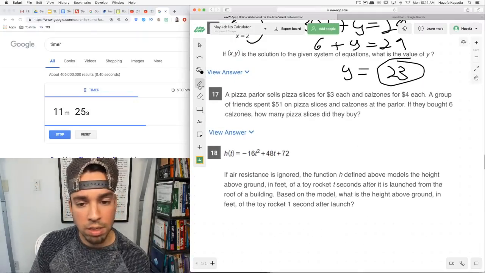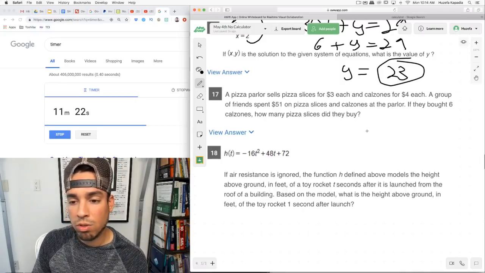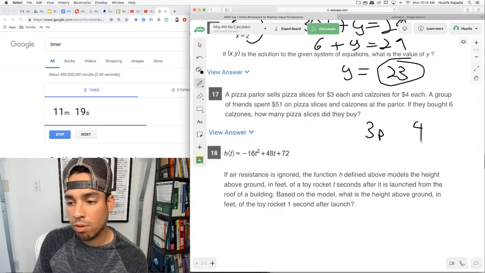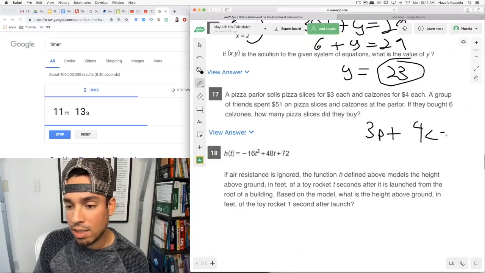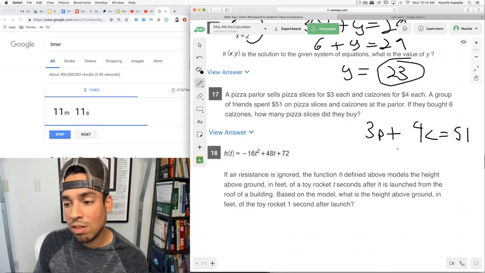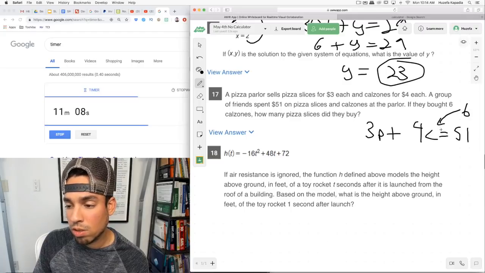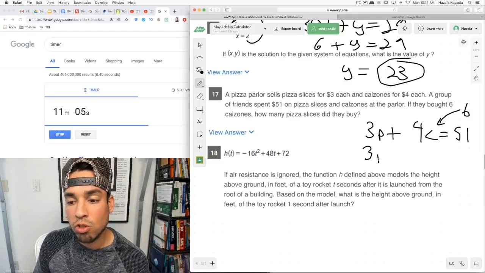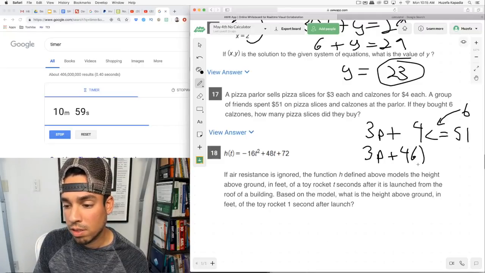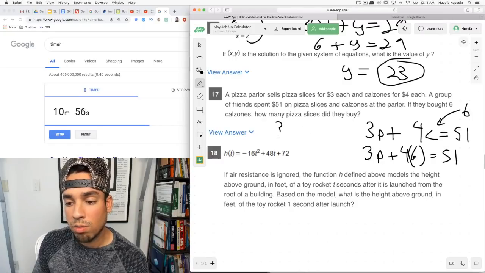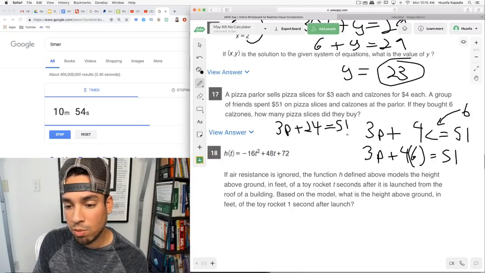17. A pizza parlor sells pizza slices for $3 and calzones for $4. 3 for P, 4 for calzones. A group of friends spent $51 on pizza slices and calzones, so we add these and spend $51. If they bought 6 calzones, aka C equals 6, how many pizza slices did they buy? Straightforward equation, let's solve. 3P plus 4 times 6 equals 51. 3P plus 24 equals 51. Subtract 24, subtract 24. 3P equals 27 and P equals 9.